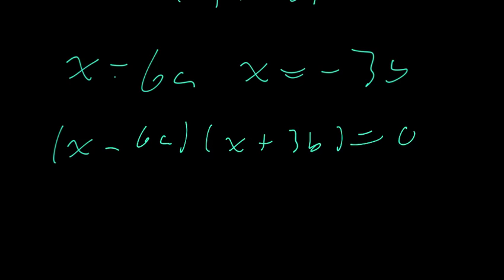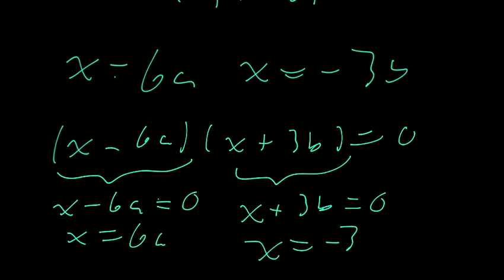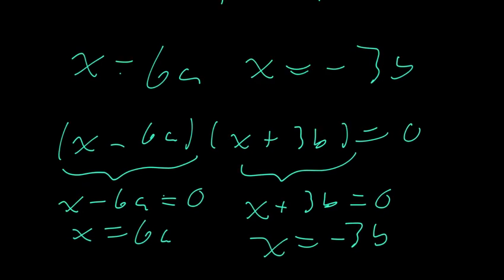And just to make sure we're all okay with this, we can split it off and look at both parts of this left-hand side. So just taking a look at this one, we have x minus 6a equals 0, which gives us that x equals 6a. And then taking a look at this side, we get x plus 3b equals 0, which tells us that x equals negative 3b. So we could stop there, or we can go a little further.